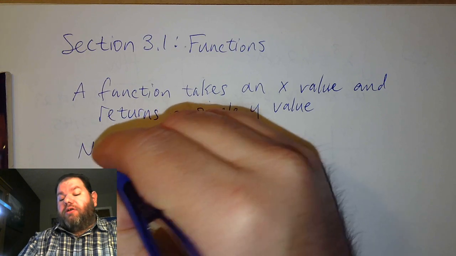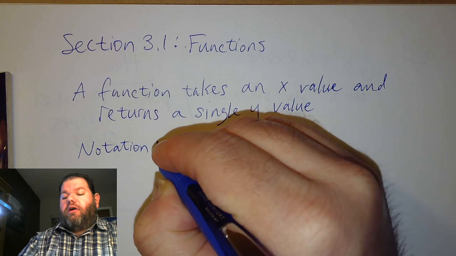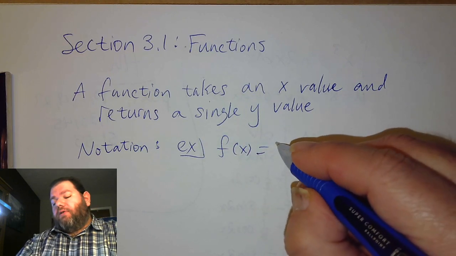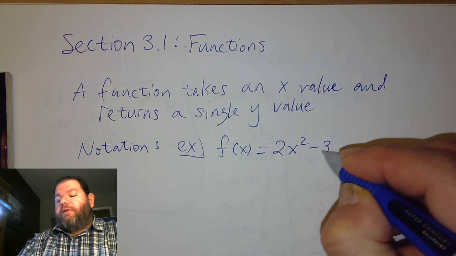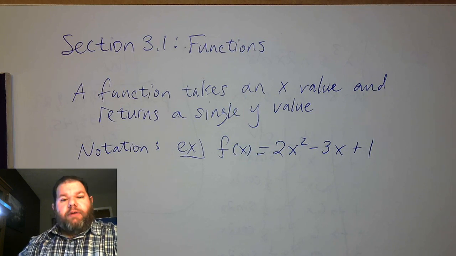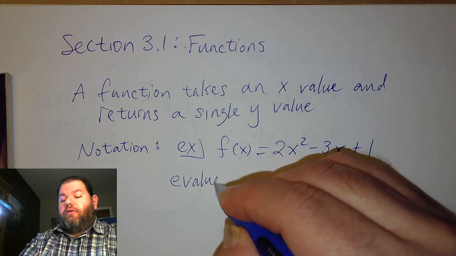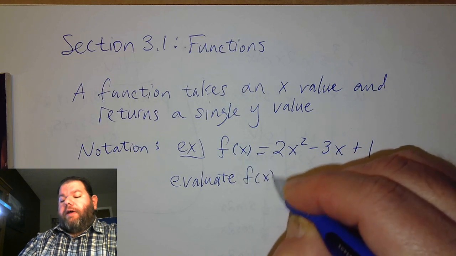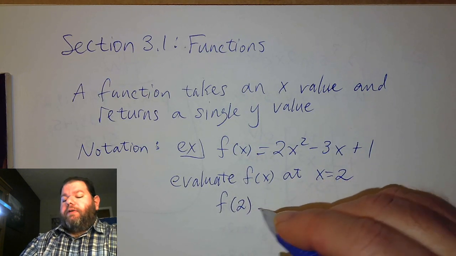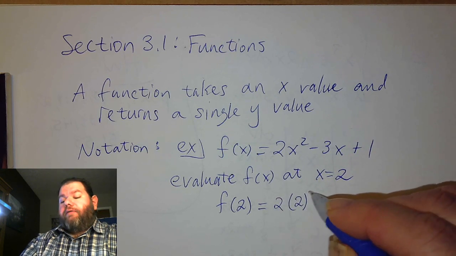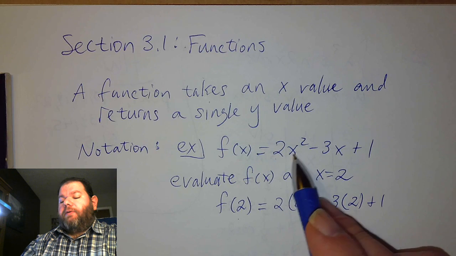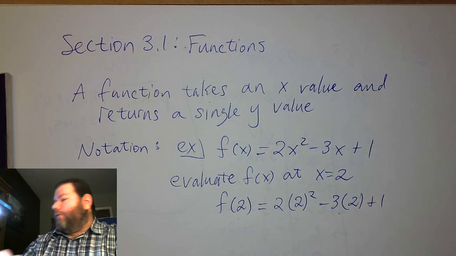So for our notation, for example, we might see f parentheses x, which is f of x, is equal to 2x squared minus 3x plus 1. Okay. And so if we wanted to evaluate f of x at x equals 2, for instance, then we would plug in 2 for x, and that means everywhere we have an x, we replace it with 2. So f of 2 is 2 times 2 squared minus 3 times 2 plus 1.